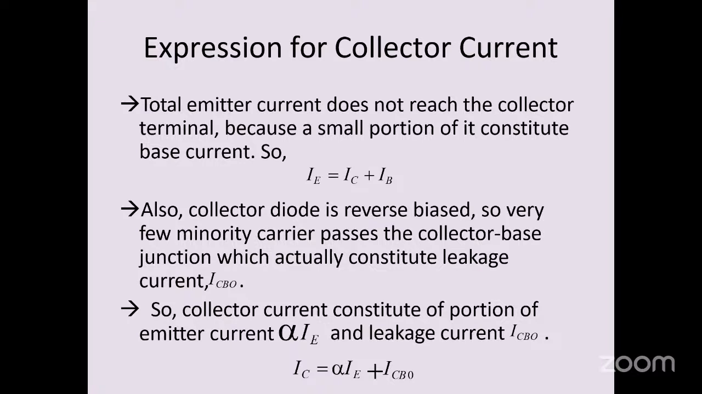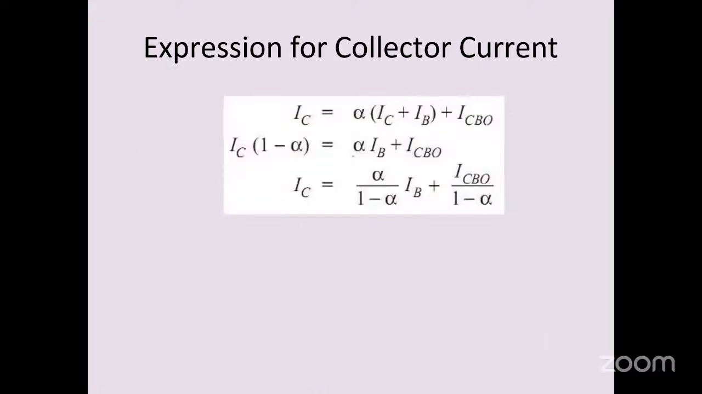So the collector current constitutes a portion of the emitter current, that is IC equals alpha IE, and also the leakage current due to the minority carriers, ICBO. So what is the total collector current? IC equals alpha IE plus ICBO.